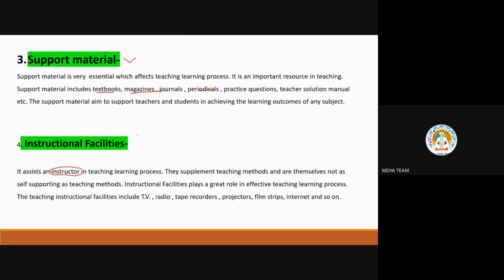So there are not any questions that will ask you to classify things as either support material or instructional facilities. They can be helpful from both sides, and instructional facilities are exclusively for the instructor. They supplement teaching methods and are themselves not as self-supporting as teaching methods. Instructional facilities play a great role in effective teaching-learning process. They include the TV, the radio, the tape recorders, the projectors, the film strips, internet, and so on. So these are helpful for instructors.